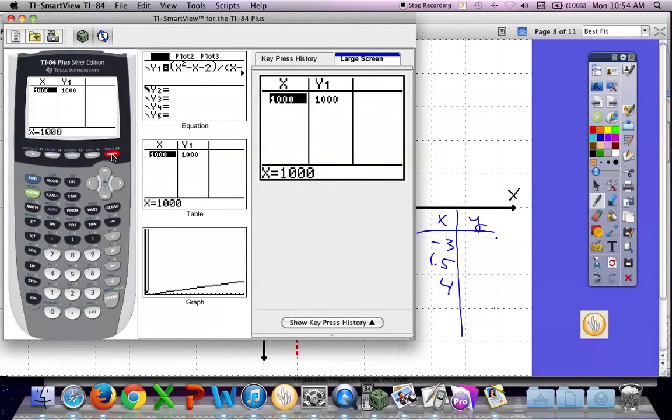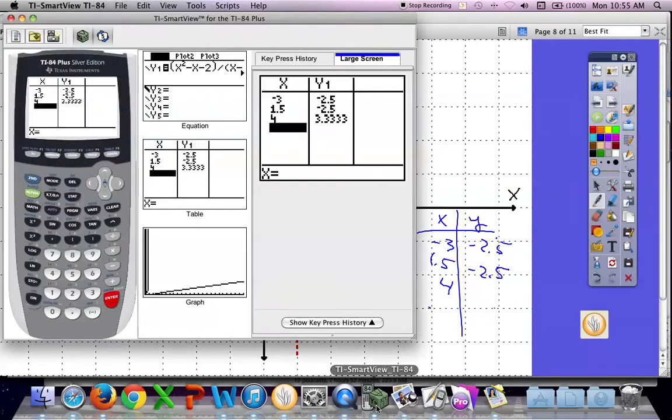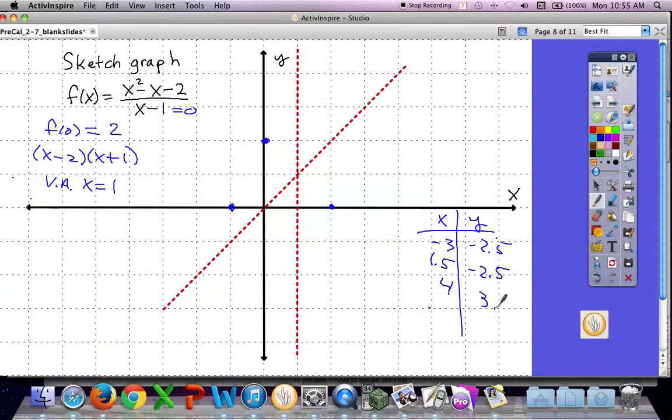So second graph. Okay, -3, 1.5, 4. So -2.5 twice. Well, that's good. And the other one was 3.3. So we can graph those points. -3, -2.5, about right there. And we could definitely see what's going on. Something like that.